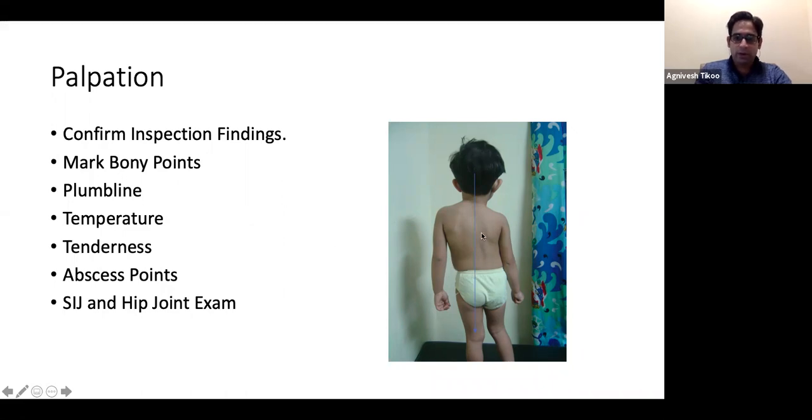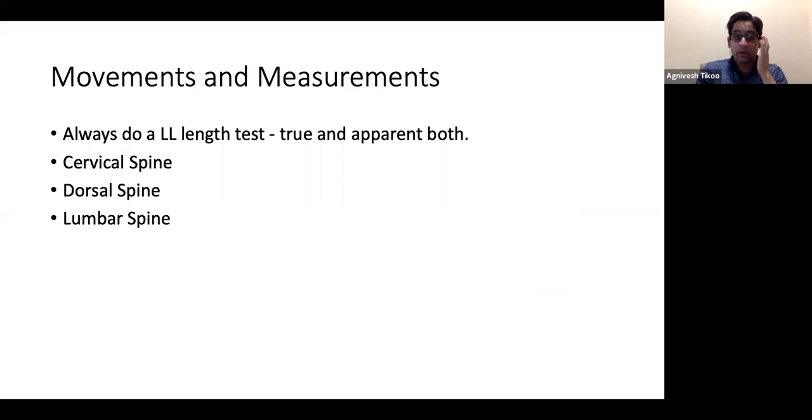And you need to examine all the abscess points. You need to know them: the lumbar, the inguinal, the chest, the intercostal. All of these you need to find.